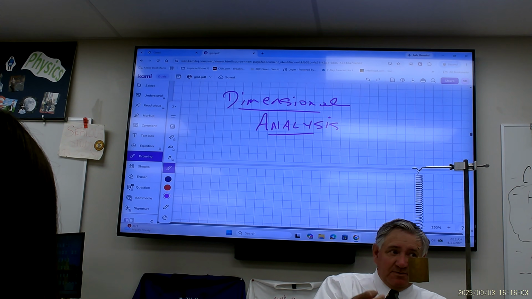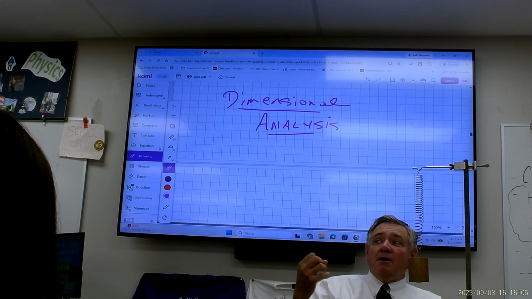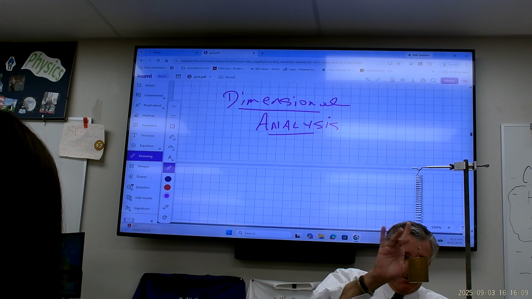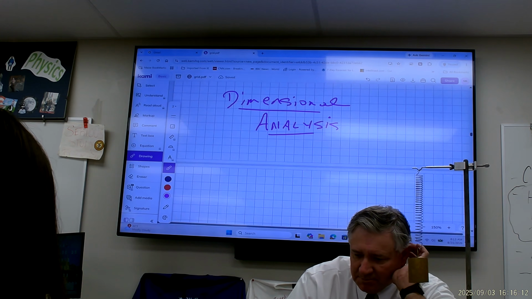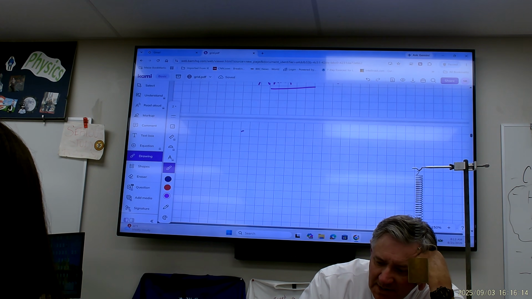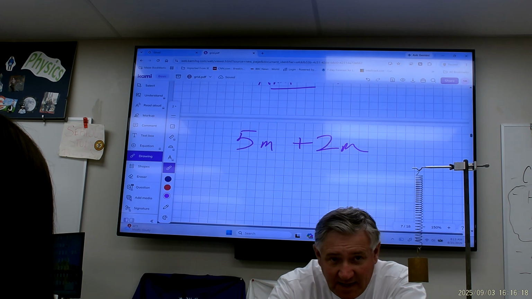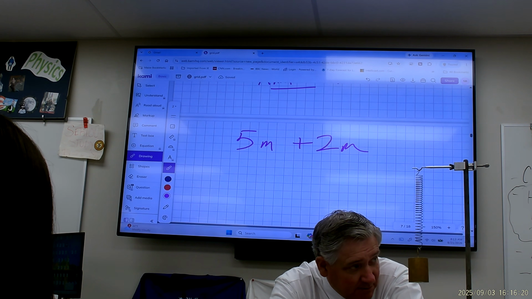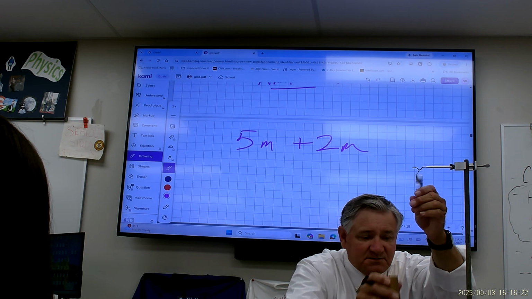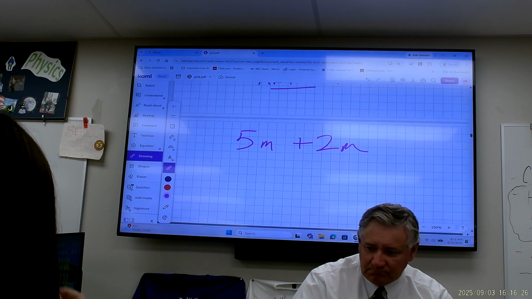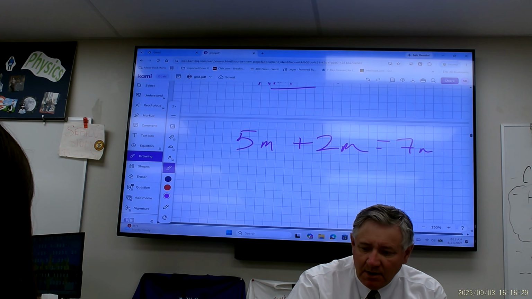Now, we're going to start off with something relatively simple, but we're going to build into something more complex. So here's the story. Let's start with something simple. Could I take 5 meters and add that to 2 meters? Could I do that? Why? What allows me to do that? They're the same units, right? Okay, I get 7 meters.